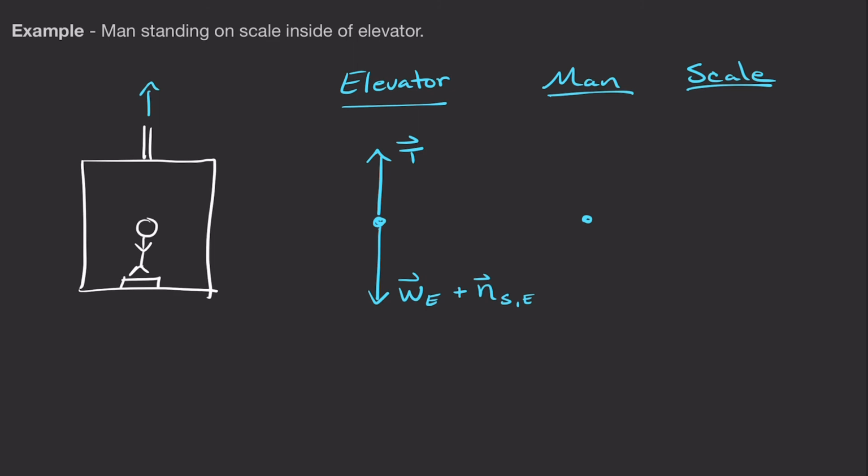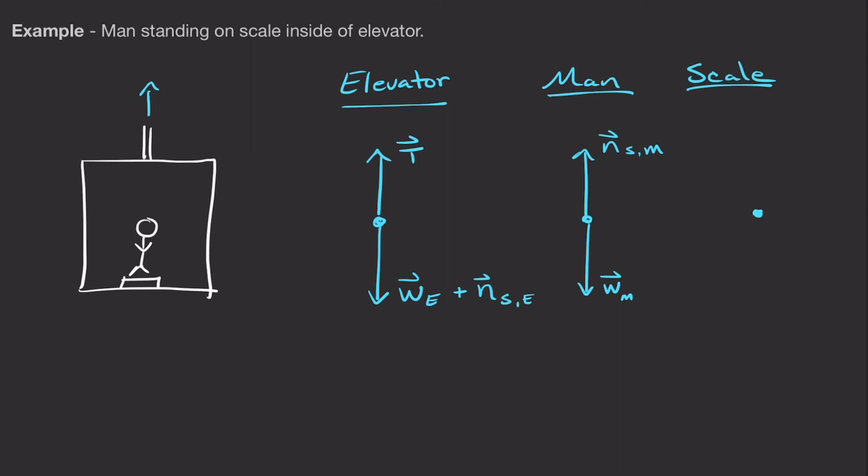So now we can look at the man. The man has a weight, so the weight of the man downward. And then the scale is going to exert a normal force on the man to keep him from going through it. So normal force from the scale on the man.